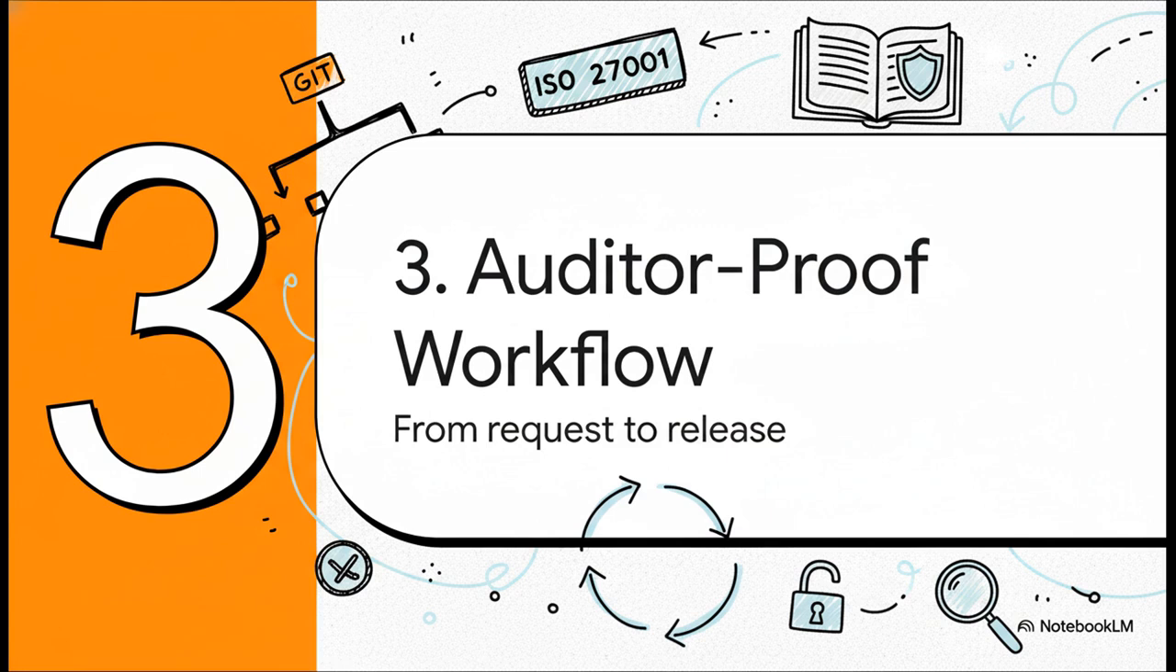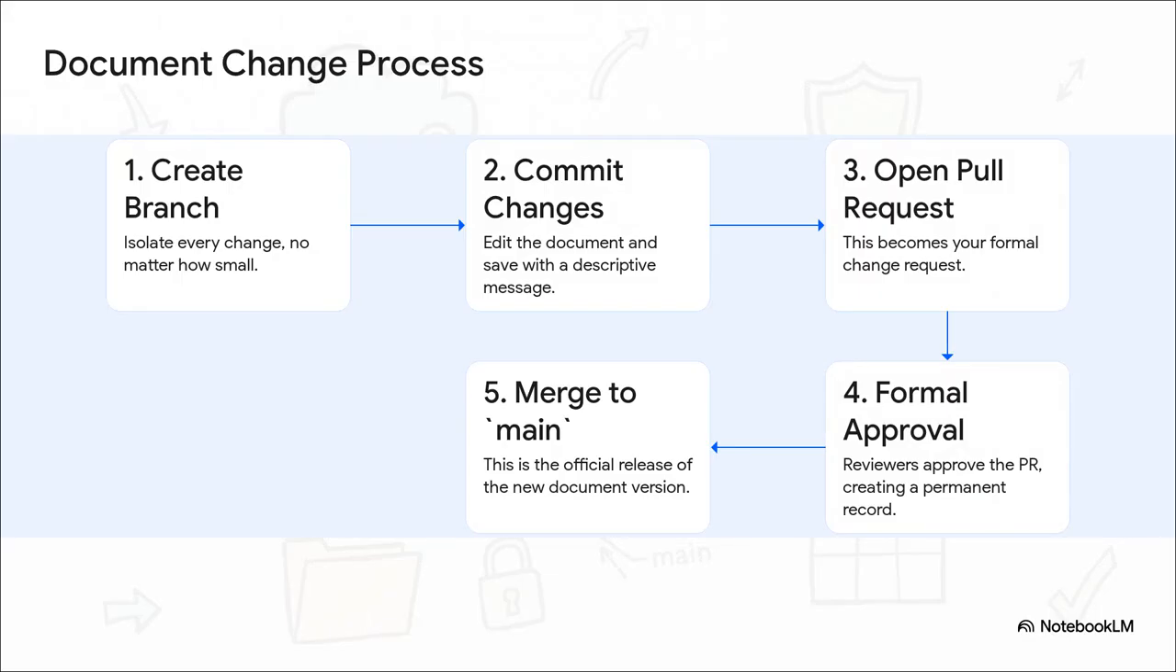So, let's build on that foundation. Using these built-in Git features, we can create a workflow that gives us a rock-solid, easy-to-follow audit trail for every single change to every single document. The process is going to feel totally natural for any developer. First, you create a branch. Isolate your work. You make your edits, commit them, and then, this is the most important part, you open a pull request. Think of the PR as your digital change request form. It's where you explain why you're making the change. Stakeholders get tagged as reviewers, and their approval is captured right there, forever.